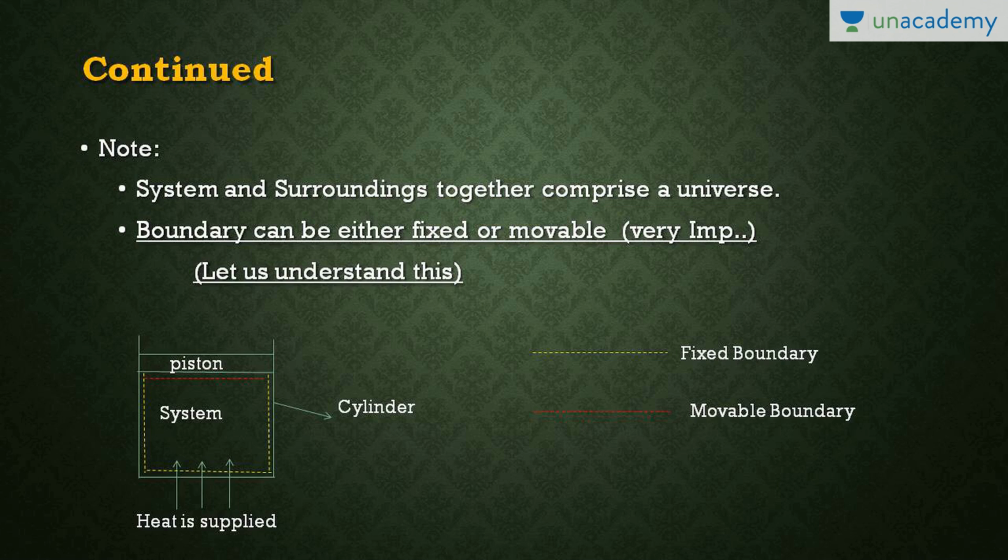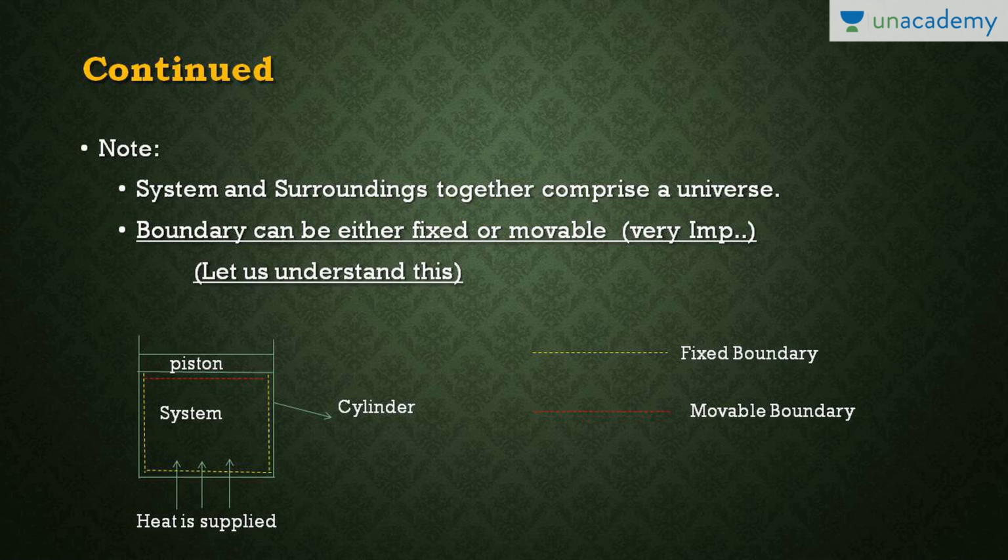If you are thinking how the boundary can be movable, most of the students will feel that boundary is always fixed. But I am telling you, boundary can be fixed or it can be movable. For example, this is a piston cylinder arrangement. This is the cylinder and this is the piston, and heat is supplied from the downward direction. This piston cylinder arrangement is the system. Consider a gas inside this system.